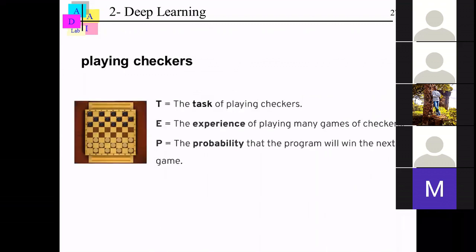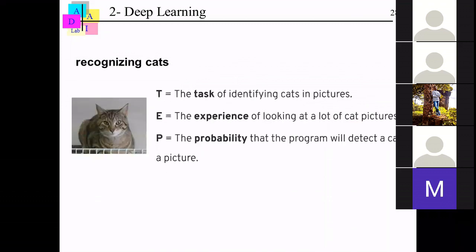For example, for playing checkers, T is the task of playing checkers, E is the experience of playing many games of checkers, and P is the probability that the program wins the next game. And how about recognizing a cat? T here is the task of identifying a cat in a picture, E is the experience of looking at a lot of cat pictures, and P is the probability that the program will detect a cat in the picture.